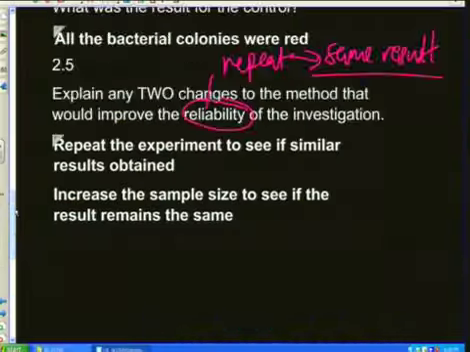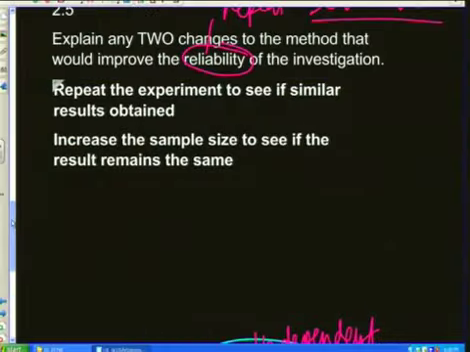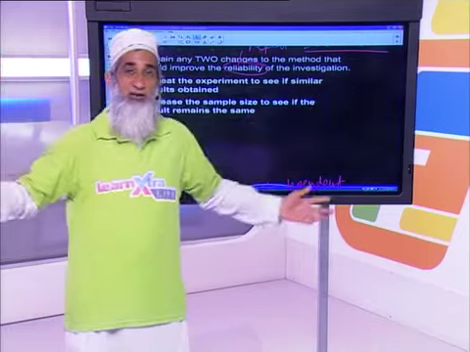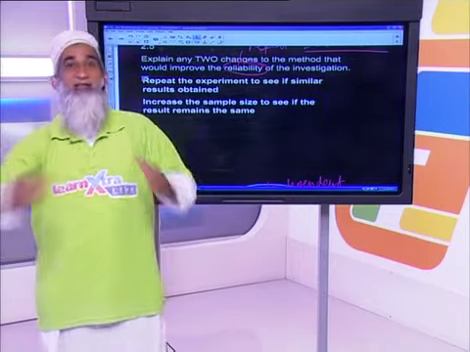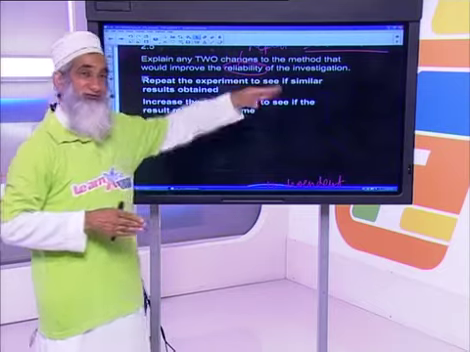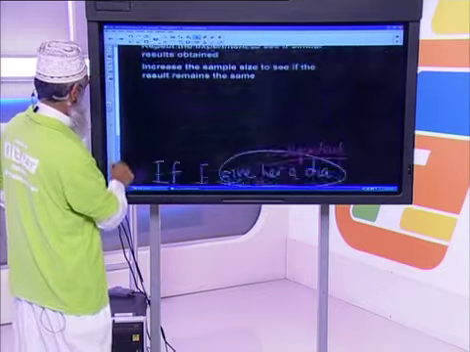Good. So the first thing you must do to improve reliability, you must repeat the experiment. Why? If you repeat the experiment, you should get the same result. Secondly, the other way of doing it is to increase the sample size, because the more samples you're using, you're getting more results, and therefore repeatability of the result is evident in that as well.